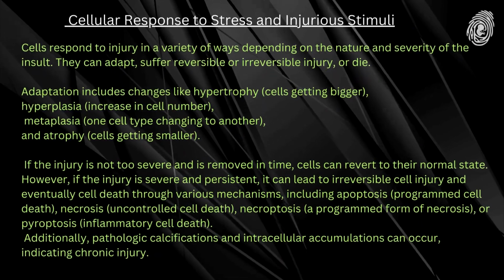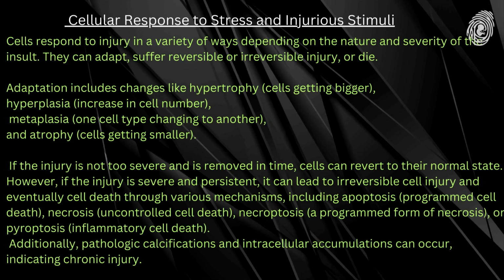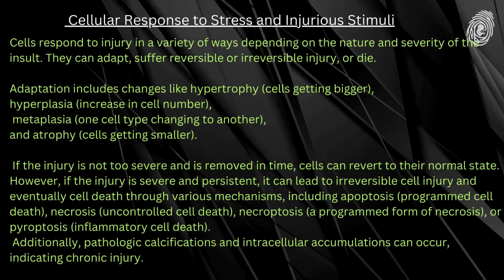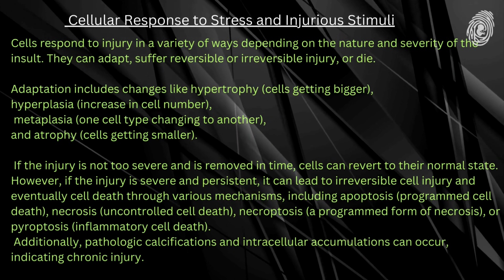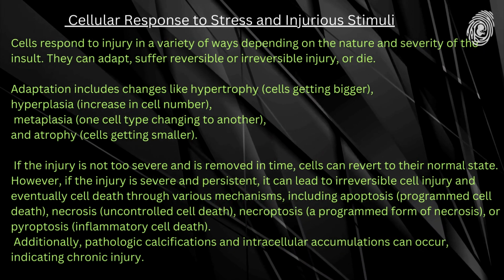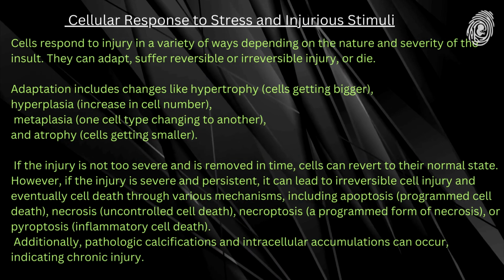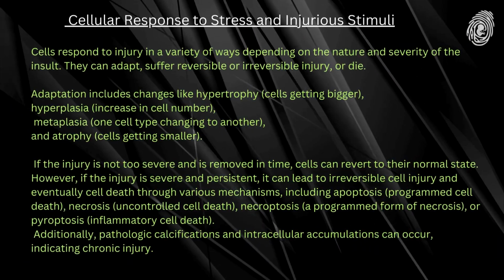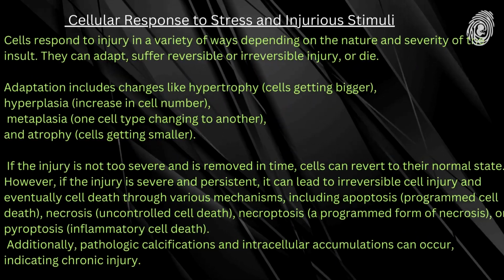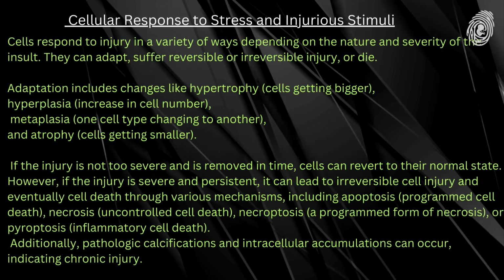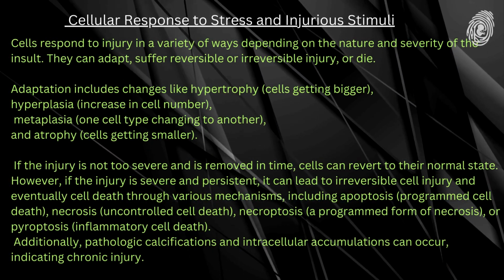Cellular response to stress and injurious stimuli. Cells respond to injury in a variety of ways depending on the nature and severity of the insult. They can adapt, suffer reversible or irreversible injury, or die. Adaptation includes changes like hypertrophy, cells getting bigger; hyperplasia, increase in cell number; metaplasia, one cell type changing to another; and atrophy, cells getting smaller.